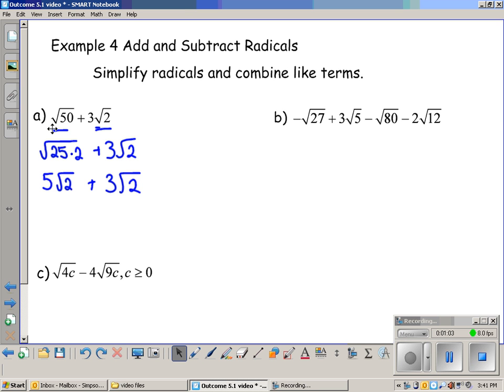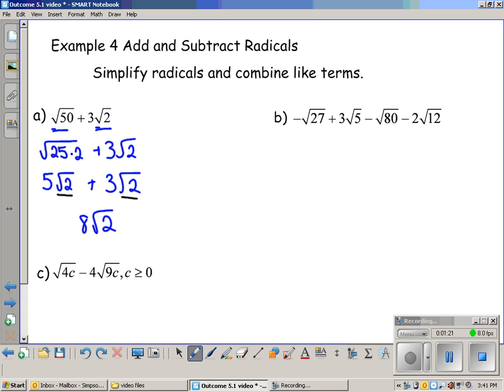Now, our numbers under our root sign are the same, and both are square roots. If I have 5 root 2 and I add 3 more root 2, I end up with a total of 8 root 2's.